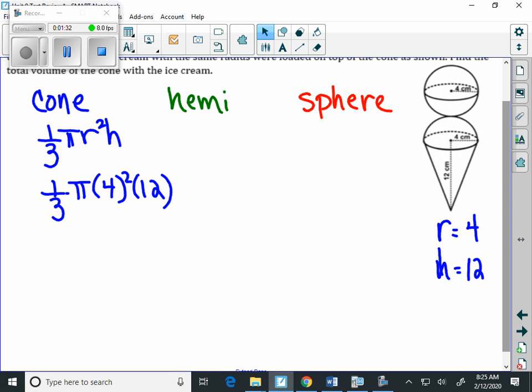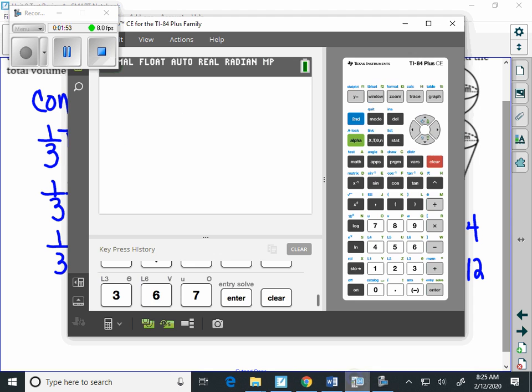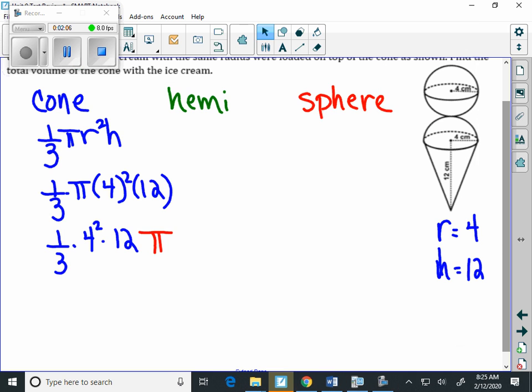I left answers in terms of pi until the very end. Whatever works for you. When I type this into the calculator, I'm going to type in 1/3 times 4 squared times 12, and I'm going to leave the pi at the end for now. So we pull up our calculator, we pull up decimals, whichever works for you, and we type in 1 divided by 3 times 4 squared times 12. And when we do, we get 64 pi.